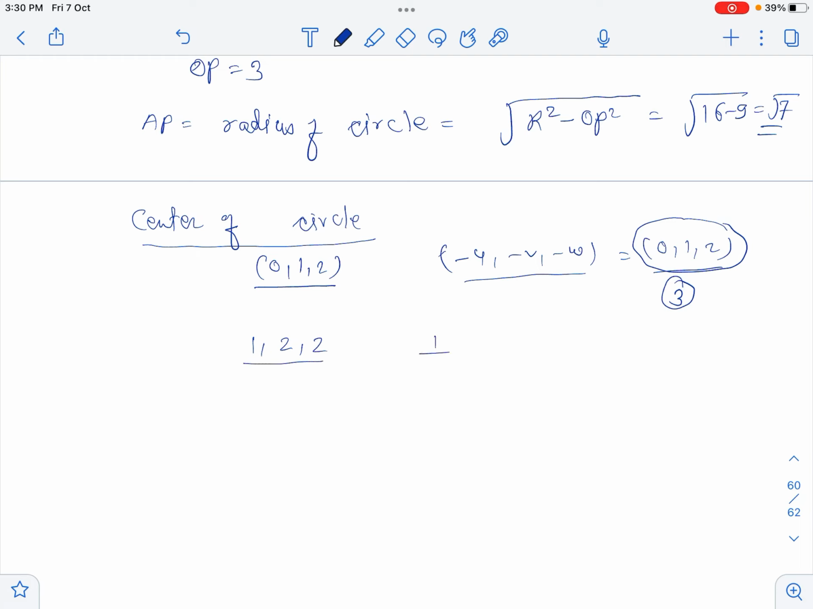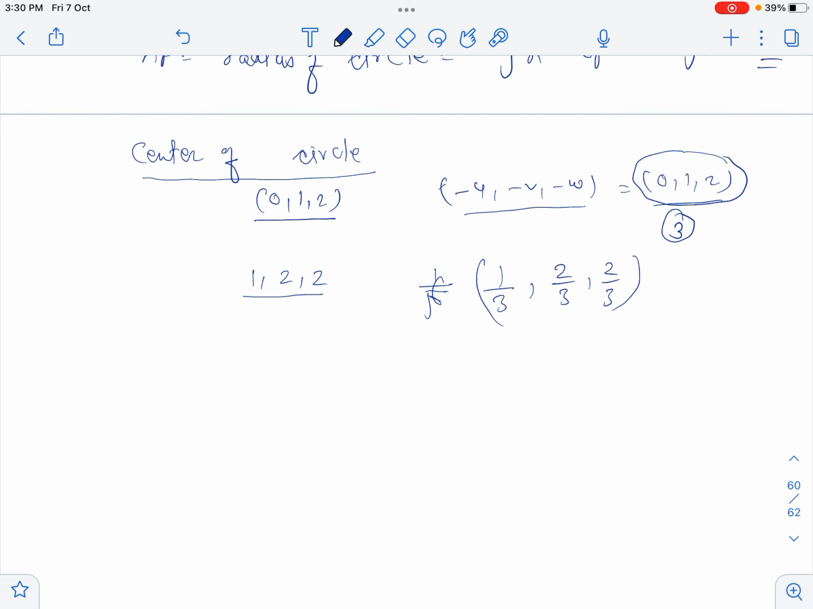These are direction ratios, so the direction cosines are 1 by 3, 2 by 3 and 2 by 3. These are the direction cosines of the perpendicular to the plane, that is, the direction cosines of the perpendicular line OP. So let us first write the equation of OP. It is (x minus 0) divided by 1 by 3 is equal to (y minus 1) divided by 2 by 3 is equal to (z minus 2) divided by 2 by 3 is equal to r.